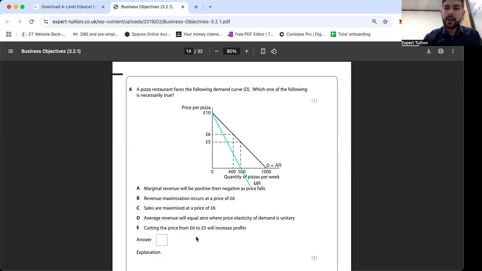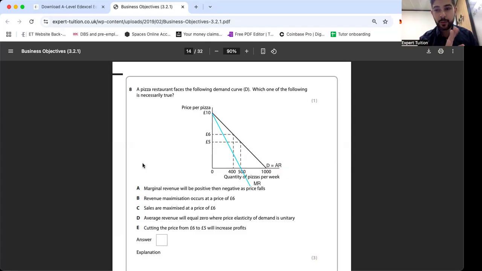Okay. If I go from £6 to £5, what happens is this. A lot of people would have gone, oh, at £6, I'm selling 400 units, so I make £2,400. Agreed. And when I go to £5, I now sell 500 units, and that's £2,500. Yeah, I made £100 more. You made £100 more revenue.